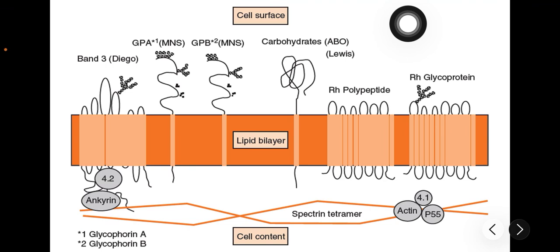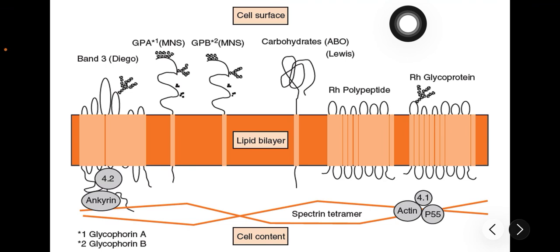We also have here in this image the RH system, another blood group antigen. The RH glycoprotein and RH polypeptide are transmembrane proteins that play a role in RH blood group antigen expression, such as RHD, which determines if a person is RH positive or RH negative. We also have band 3 here, in which you can find the Diego blood group antigen. It is also another key transmembrane protein important for ion exchange.